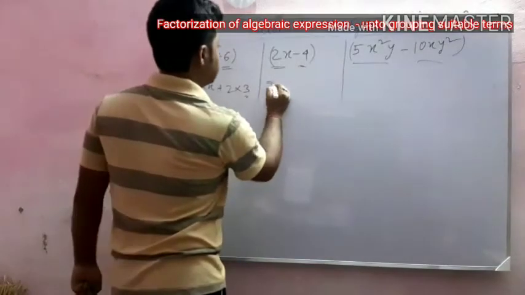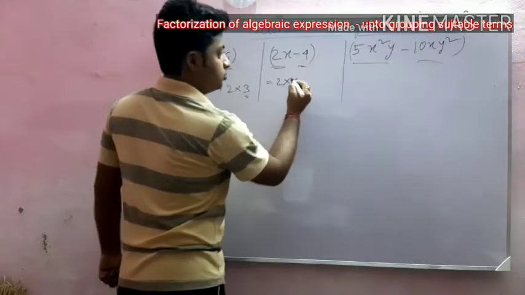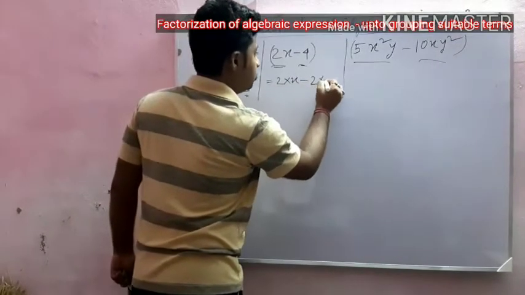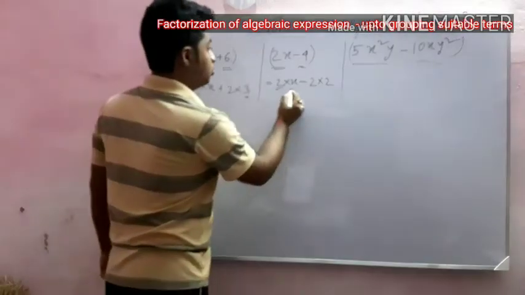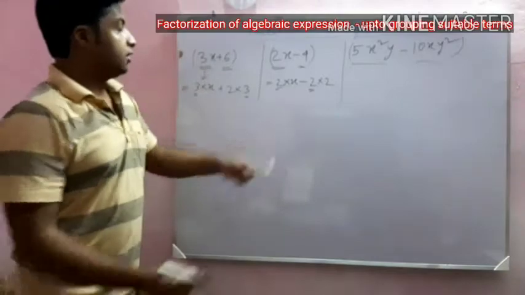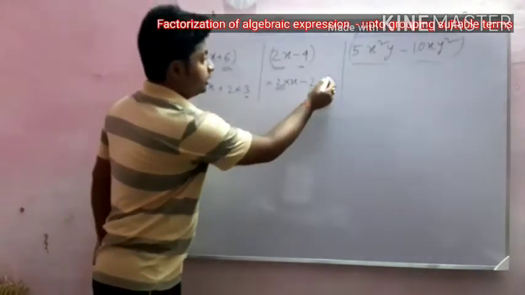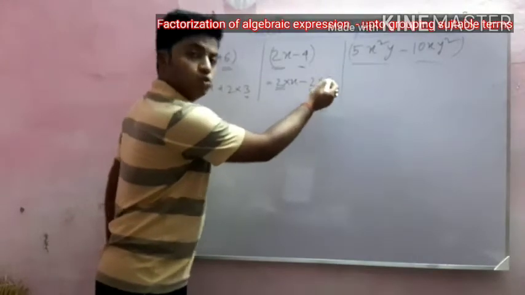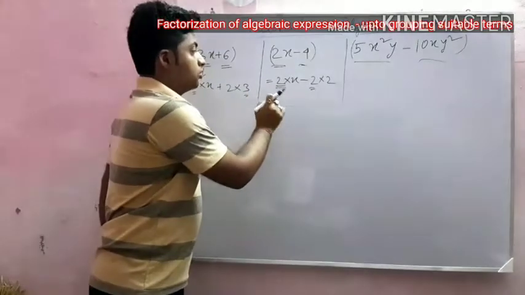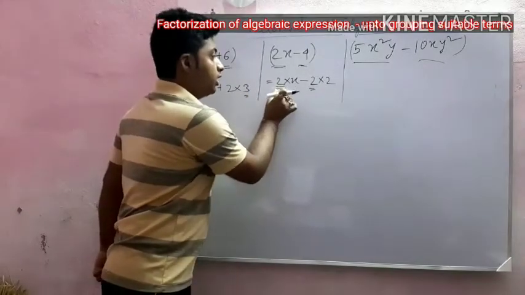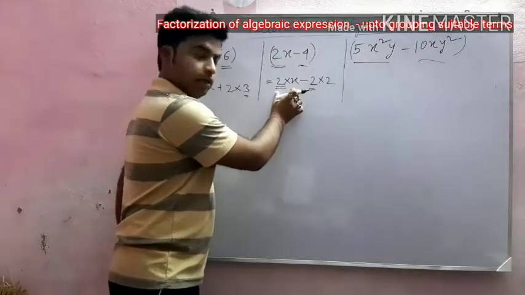For this question, break 2x as 2 into x and break 4 as 2 into 2. What is the common term here? 2. See here, the common term is only one 2. In this term 4, there are two 2's, right? But here, only a single 2. So the common is only one 2, because there are no two 2's here, right?